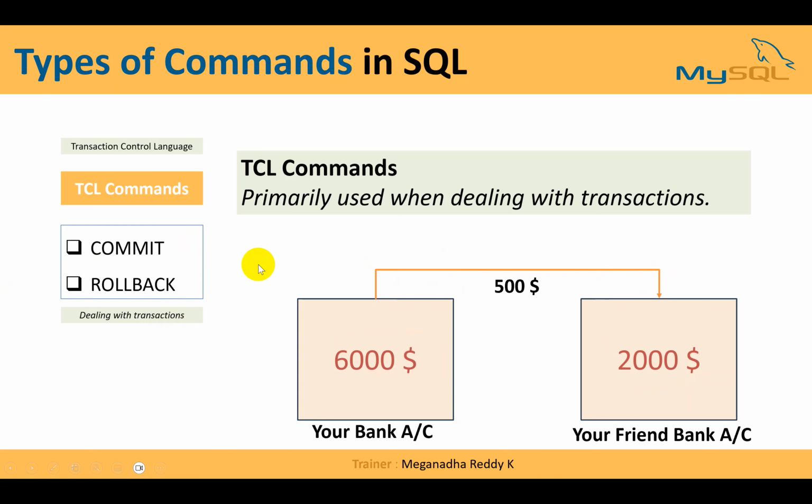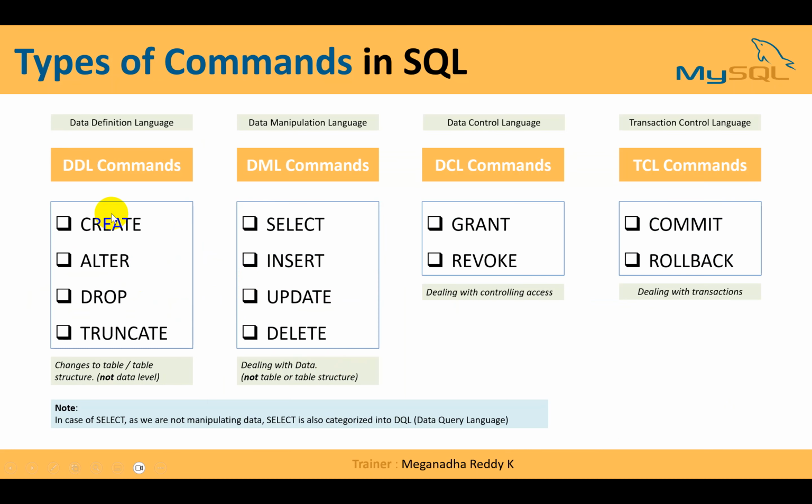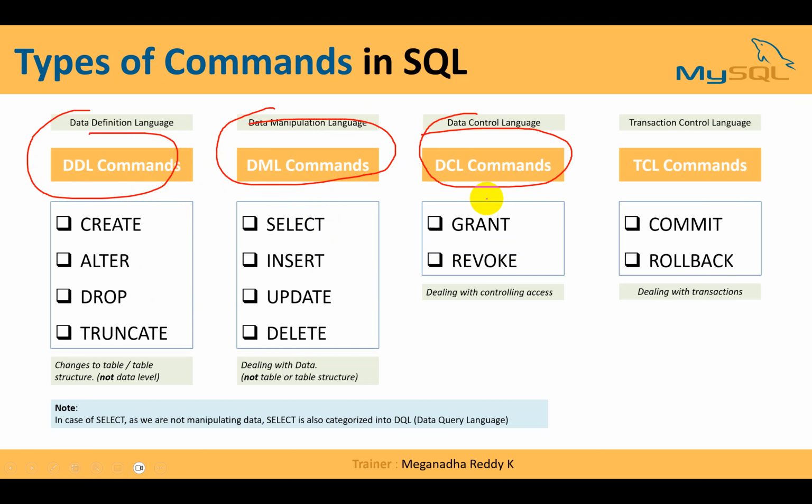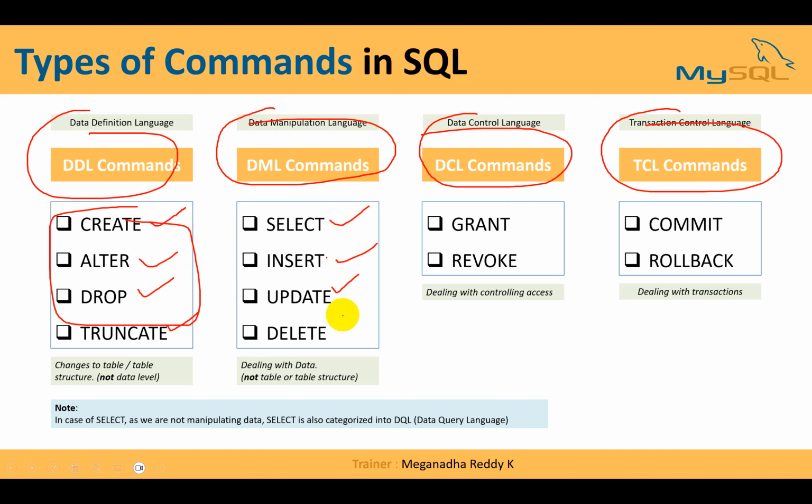Now let's quickly summarize the different types of commands we have learned. We have four types of commands. Data definition language deals with the table and table structure. Data manipulation language deals with the data. Data control language, grant and revoke, the DBA will use it. Transactional control language, commit and rollback. So these are the four types of commands. And one last time, creating a table, altering a table, dropping a table, truncating a table deals with the table. So it's DDL. Selecting data, updating data, inserting data, and deleting data.